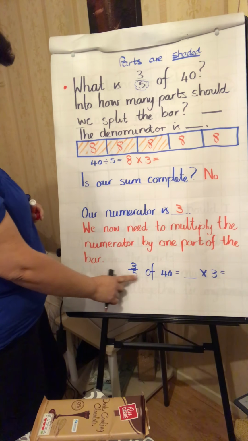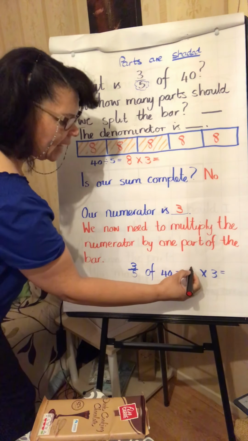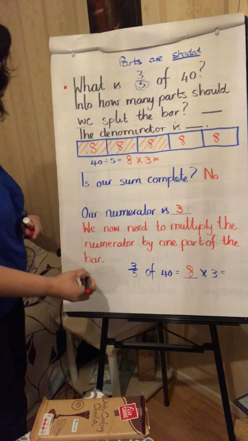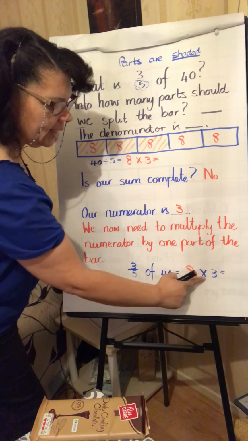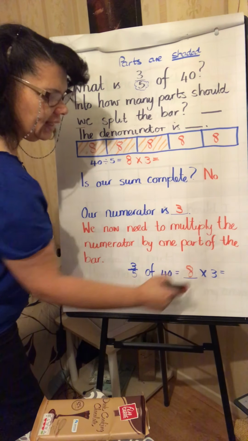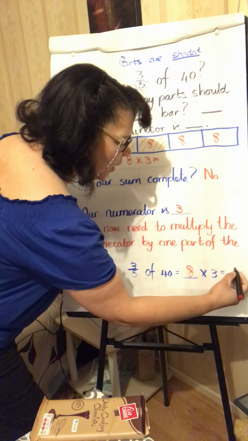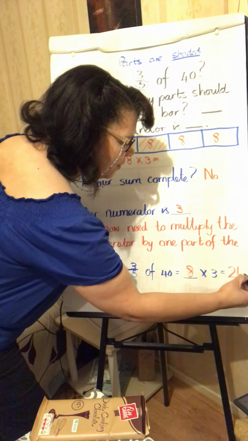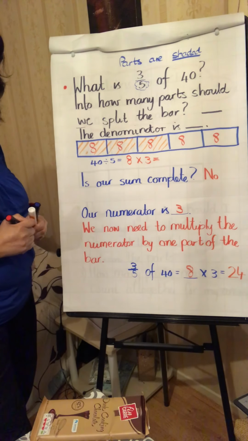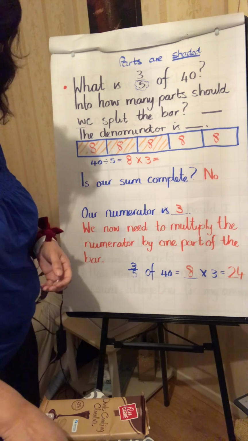So 3/5 of 40, we know it is 8. So 1 part is 8. We multiply by the numerator. So 8 times 3 is, tell me, yes, it is 24. Who got that answer? Well done. Give yourselves a hand clap.